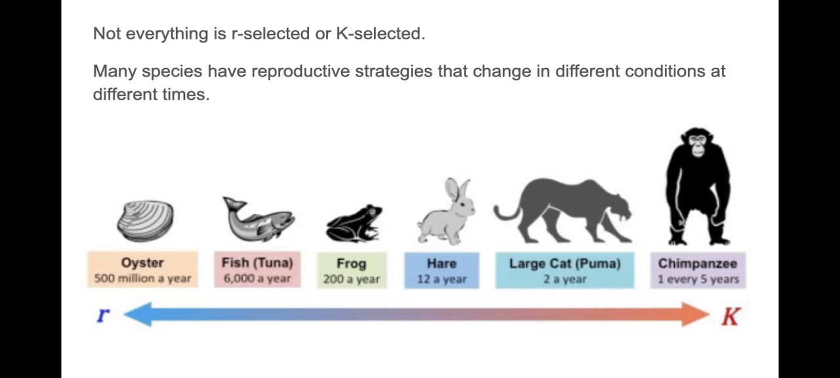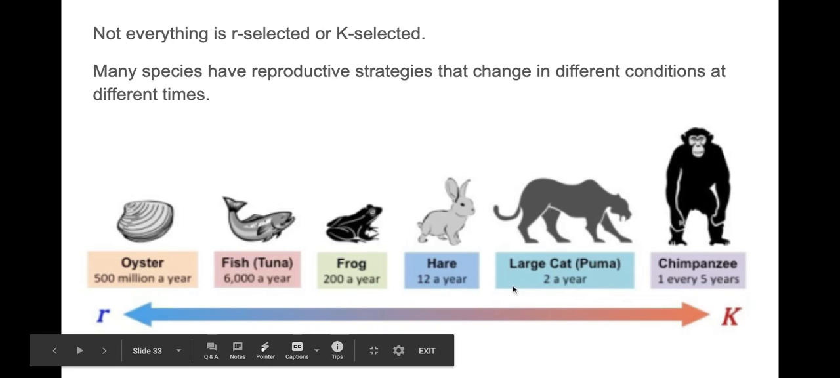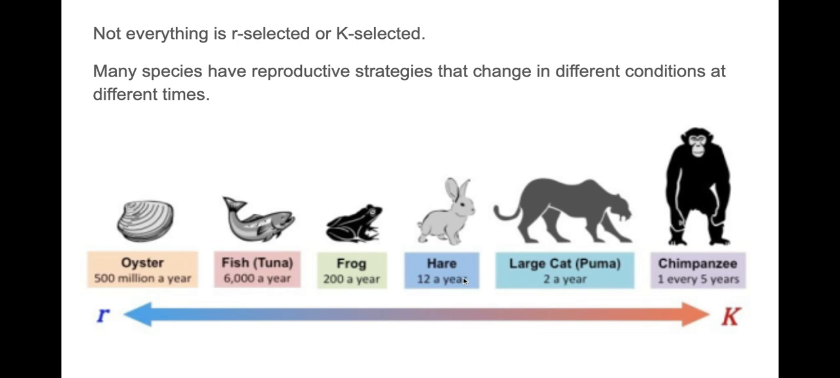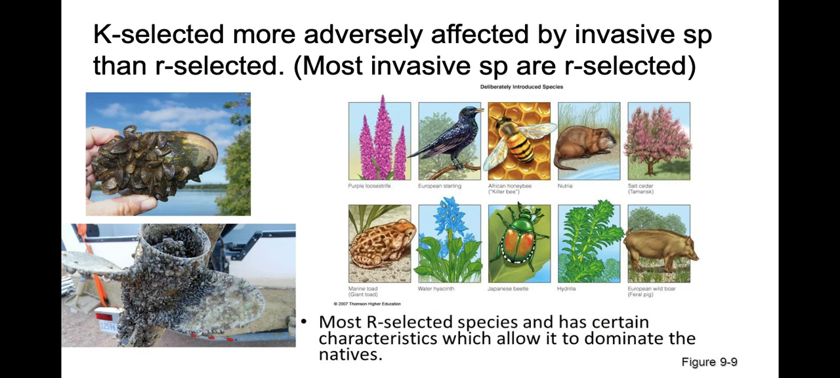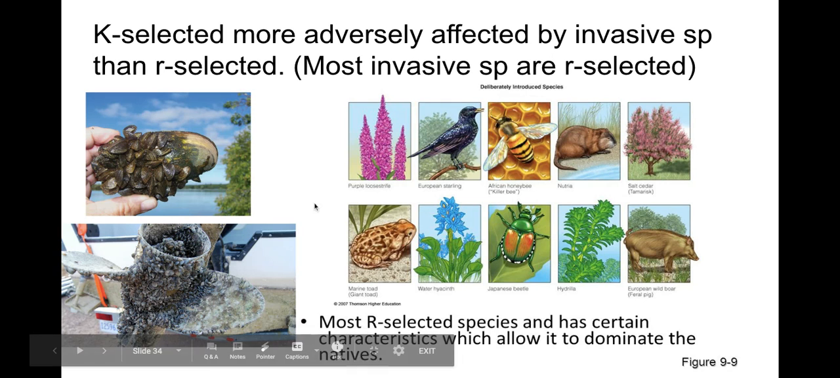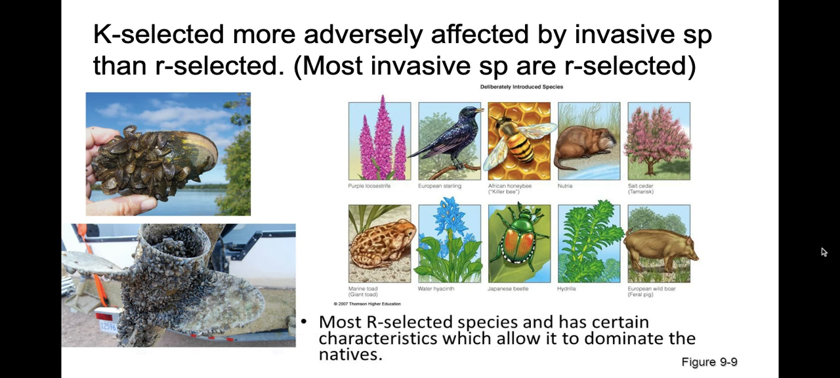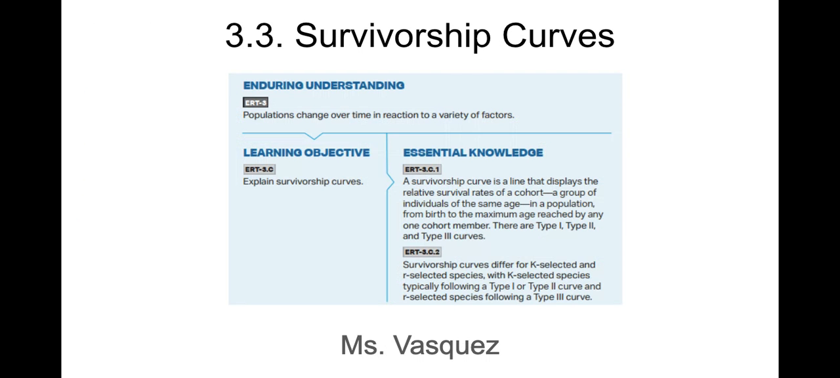Okay. Now, as I mentioned, not everything is R-selected or K-selected, and many species are going to change their reproductive strategies depending on the conditions in the environment. Also, the K-selected are going to be more affected by invasive species than R-selected, and also the invasive species are going to be mostly R-selected. These are some examples of R-selected species that can become invasive. Okay, we also have an example here that we can see in San Diego or in some areas of California. So yeah, that was 3.2.